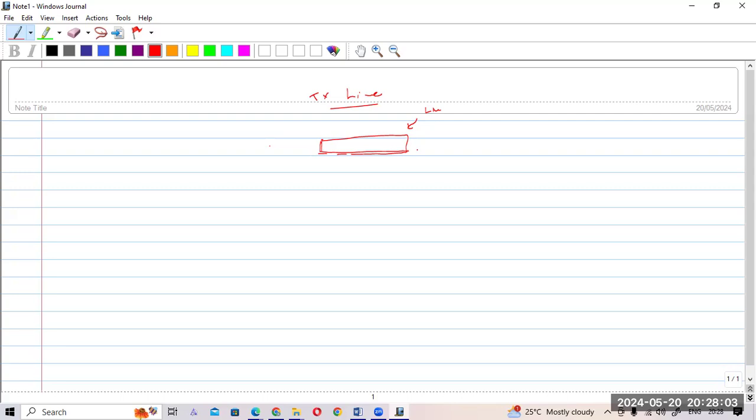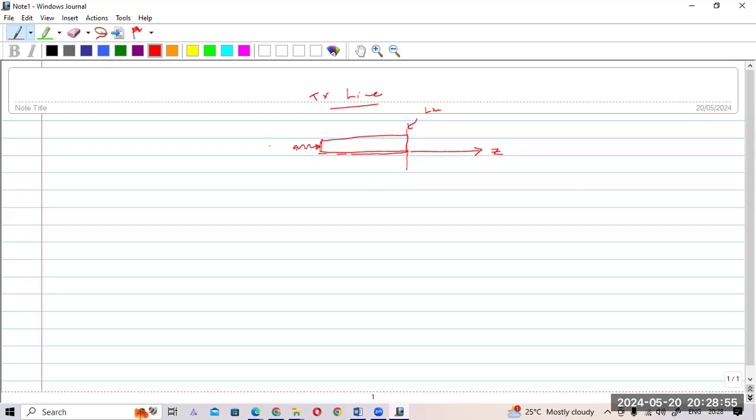And the ground plane is already there. I haven't drawn the ground part. I just draw the line part. So here the wave is propagating in this direction. Normally the wave propagation direction is considered in Z direction. So Z direction is the wave propagation direction. That is the general consideration.